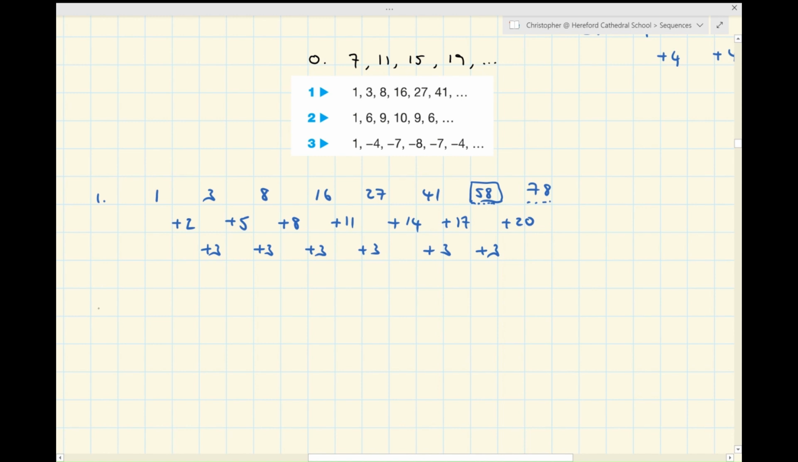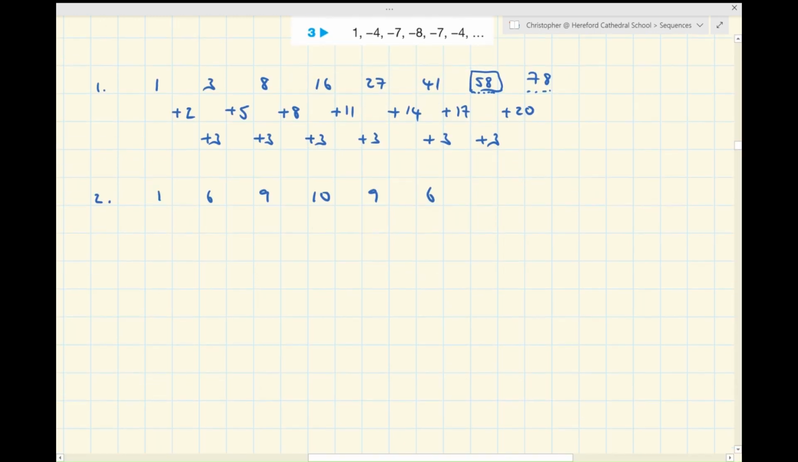Right, here's number 2. The sequence is 1, 6, 9, 10, 9, 6. Perhaps pause the film, find the differences between those terms, and see what you can figure out, and then see how I do it. Okay, so the differences between the terms, we've got +5 here, then I've got +3, then I've got +1, +1, now I've got -1 and -3.